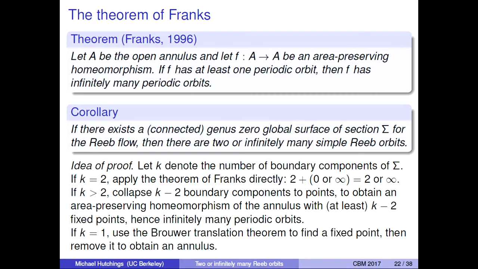If the surface has more boundary components, then you can collapse some of them to points until you have an annulus. Then you'll still have a homeomorphism. So it's very fortunate that Franks's theorem only requires the map to be a homeomorphism and not a diffeomorphism. And if your surface has only one boundary component, there's a trick you can do using the Brouwer translation theorem. So this is how Hofer, Wysocki, and Zehnder proved the result. They found a genus 0 global surface of section and then applied Franks's theorem.